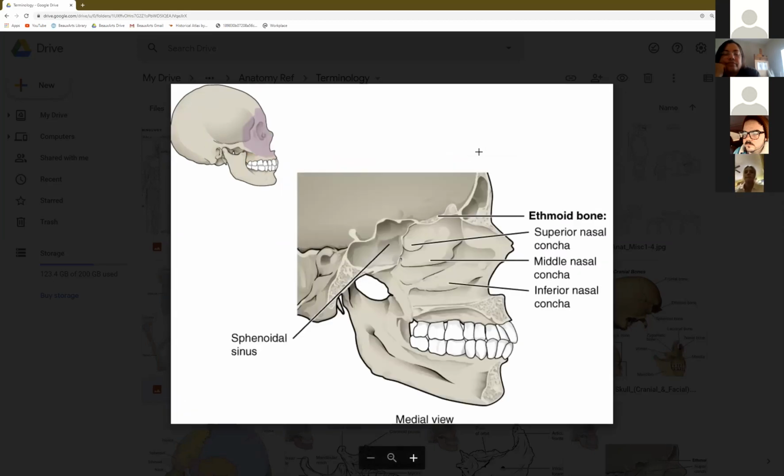This is a cross section. So we're looking at the facial bones as if they've been cut down to the center. So you see the sinus, the sphenoidal sinus canal. And you see these nasal conchas, superior, middle, and inferior. The ethmoid bone we'll look at from a different angle. So that's called a medial view because you're looking from the center.